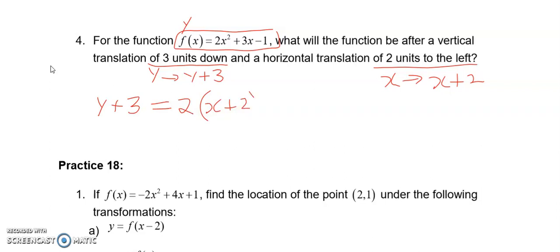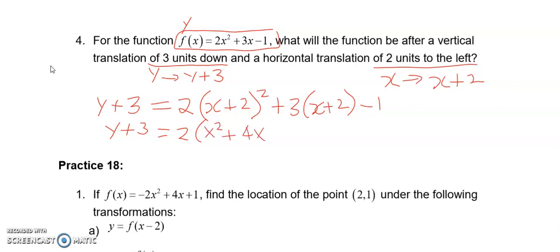Now be careful, because notice that you have to square that binomial. So that's not just x squared plus 4. There's actually 4 multiplications you have to do there. And then plus 3 in front of x plus 2 again. Now that's just a distributive law. And then subtract 1. Now all you're doing is simplifying, everyone. So y plus 3 is equal to 2 in front of, and when you do your 4 multiplications, you're going to get x squared plus 4x plus 4. And that's when you group your like terms. And this second term will become plus 3x plus 6, and then minus 1.